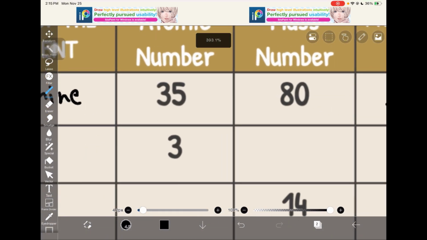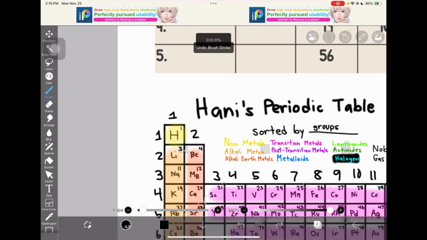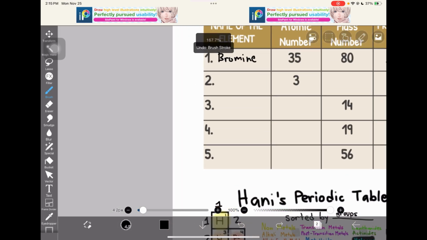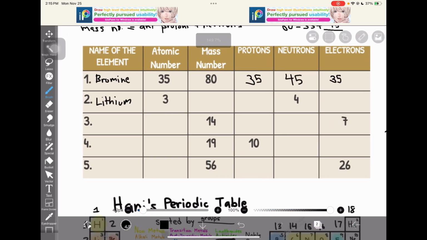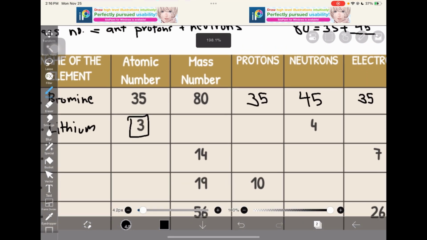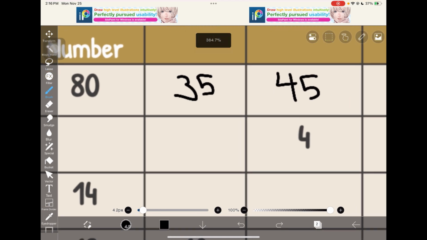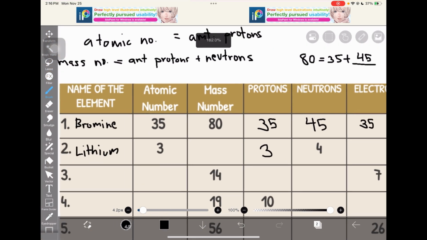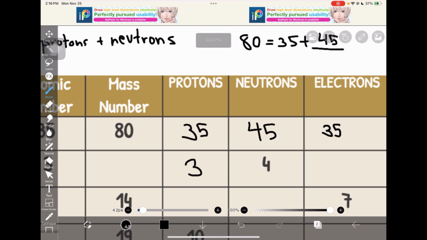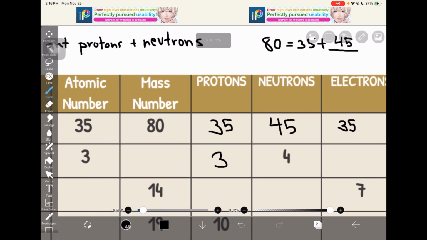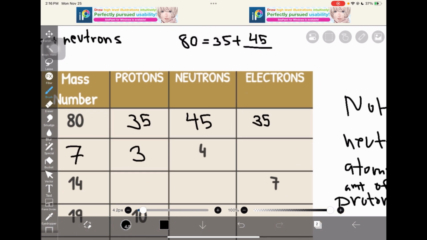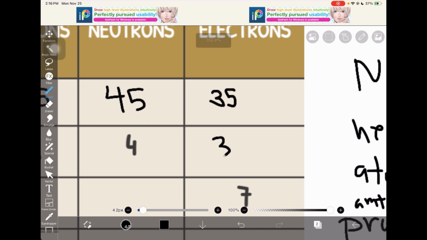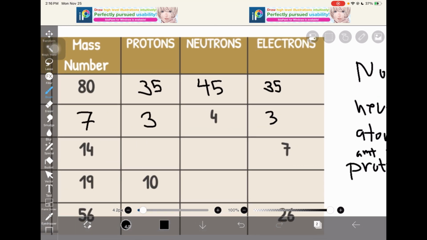Next, let's do this one. First, it's atomic number 3, which means number 3 stands for lithium. So we put this one as lithium. Then, the mass number. It's not given, however, we know that the atomic number is equal to the amount of protons. Thus, there is 3. And then, now we can get the mass number because we have the amount of protons and neutrons, which is 3 plus 4, which means this is 7. Then, once again, protons equals electrons in this neutral atom, which means 3 protons and 3 electrons.